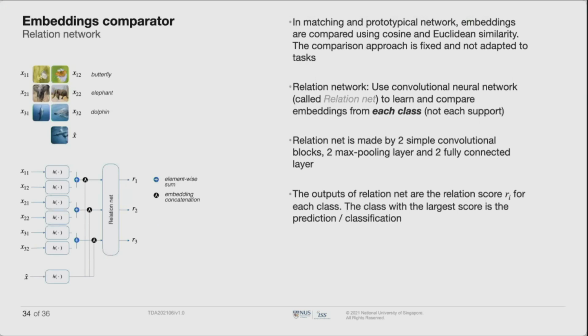In matching and prototypical network, the embeddings are compared using cosine and Euclidean similarity. Computer scientists look at these 2 networks and wonder, can we use a more sophisticated method to compare embeddings? Going down this line of thought, they propose relation network. In relation network, the comparison is done using a convolutional neural network. And the comparison is always performed between the embedding from the query image and the embedding from a class. The output of the comparison is called relation score. So in this case, 3 rounds of comparisons are done between the query image and the 3 classes. One comparison gives us 1 score. There are 3 classes, so there are 3 scores. The class with the largest score is the prediction or classification.